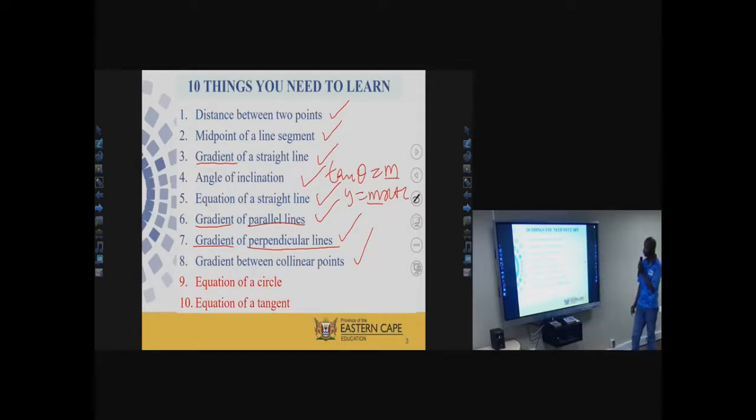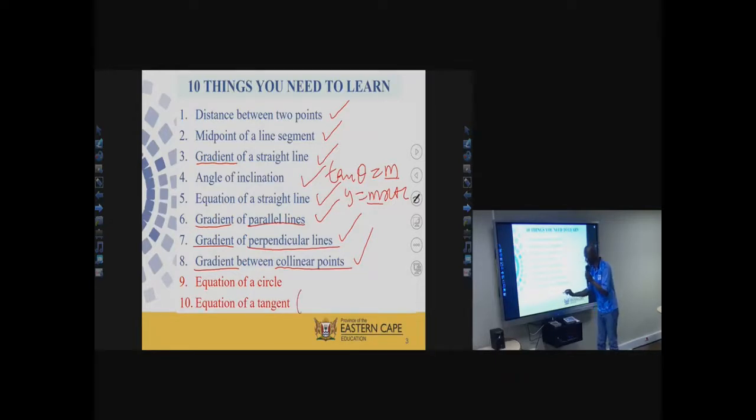Number 8, you talk about collinear points. Now, what interests us in collinear points? Once again, it is the fact that the gradients between collinear points are the same. So which means you've got gradient. Then number 9, you talk of the equation of a circle. Now, that's the only part where you don't necessarily have to talk about the gradient. Then the last one, number 10, is the equation of a tangent.